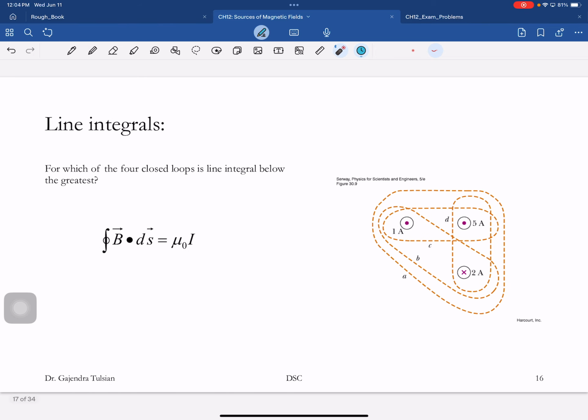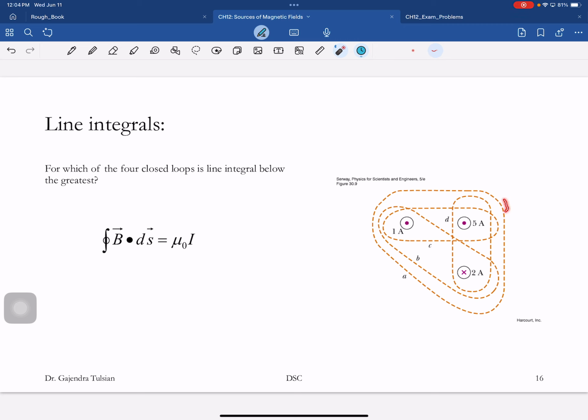For instance, in this diagram, these are currents coming out of the sheet, and these are currents going into the sheet. If you're going around the loop like this, these currents are positive, and the total current is 6 amps. If you take the line integral along the other direction, these currents would be negative. That would be negative 6 amps.